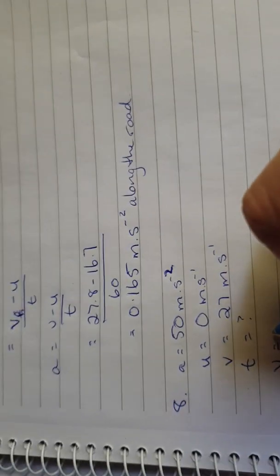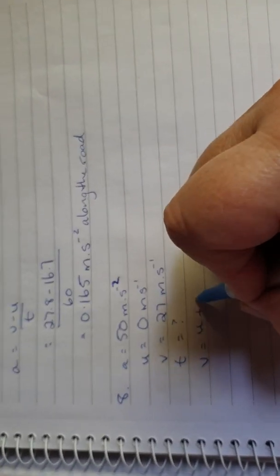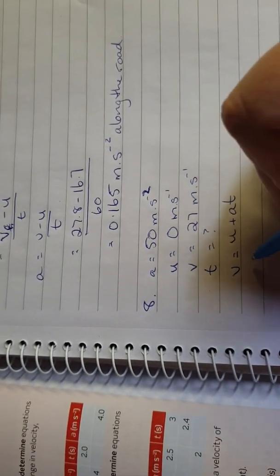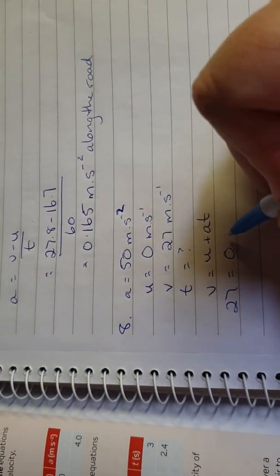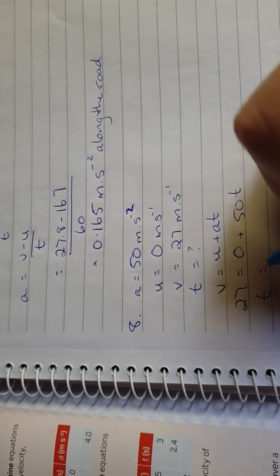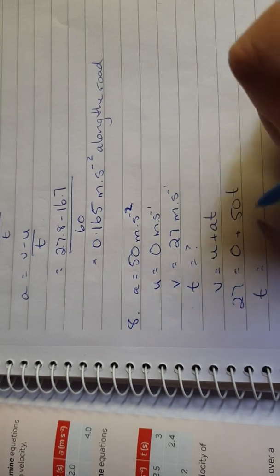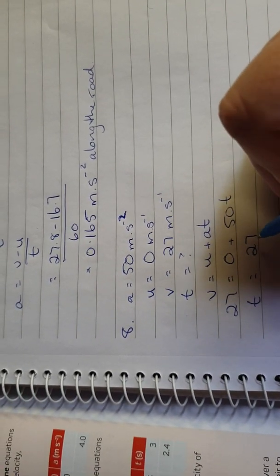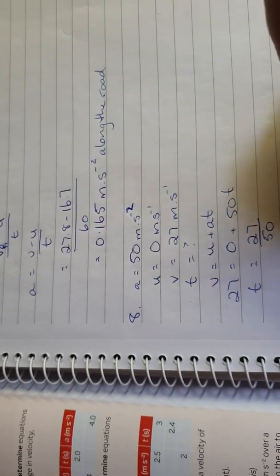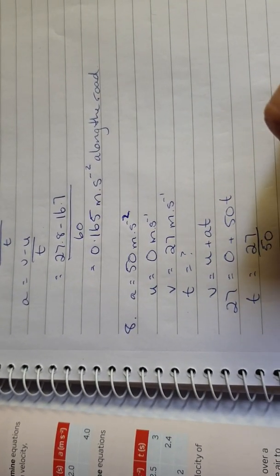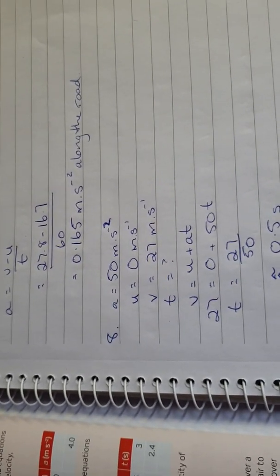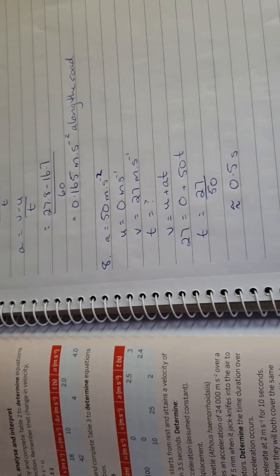So v equals u plus at. So t equals 27 minus 0 divided by 50. Which is, I don't know, I'm just not going to calculate it. It's approximately 0.5 seconds, about half a second. Whoa, I guess you'd be pushed back into your seat a bit.